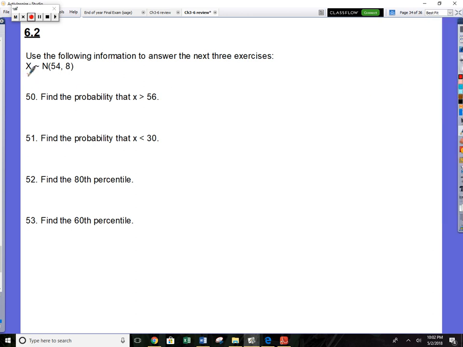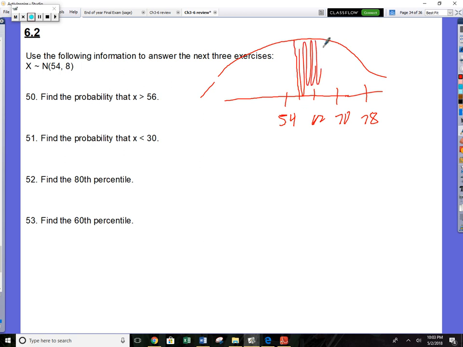So, for example, use the following information. You've got a normal distribution with a mean of 54, standard deviation of 8. Find the probability that x is greater than 56. So if you're looking at kind of a picture, 54 plus 8 is going to be 62, plus 8 is going to be 70, plus 8 is going to be 78. Alright, so find the chances that x is going to be somewhere bigger than 56. So 56 is like right here. So they want the area under the curve from 56 and above.